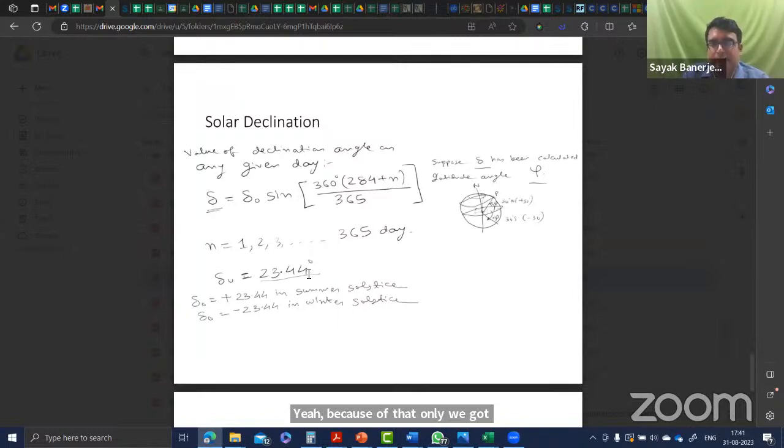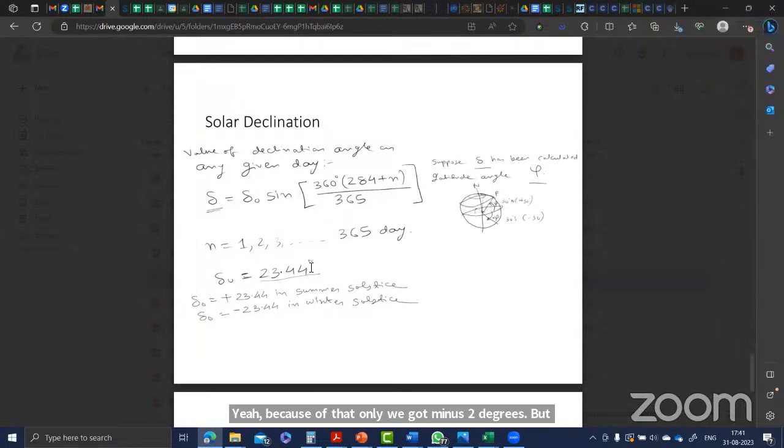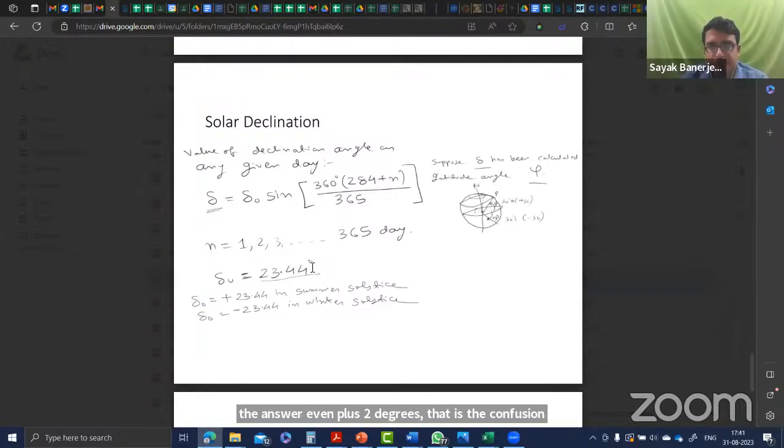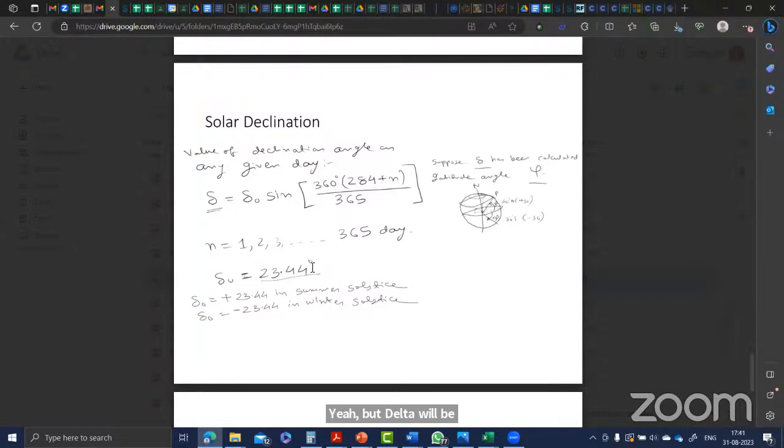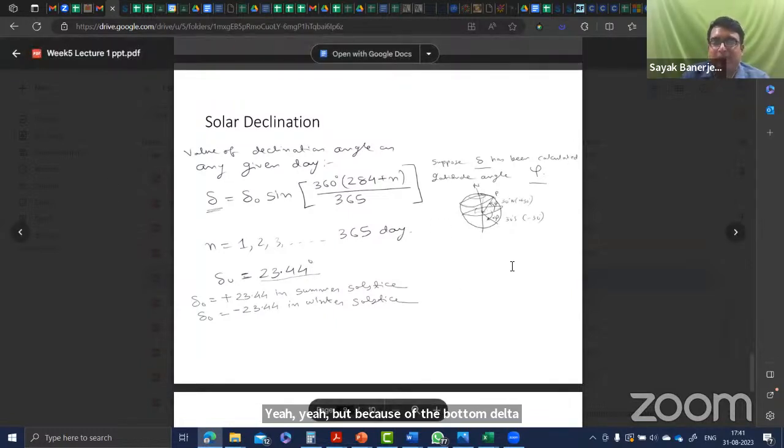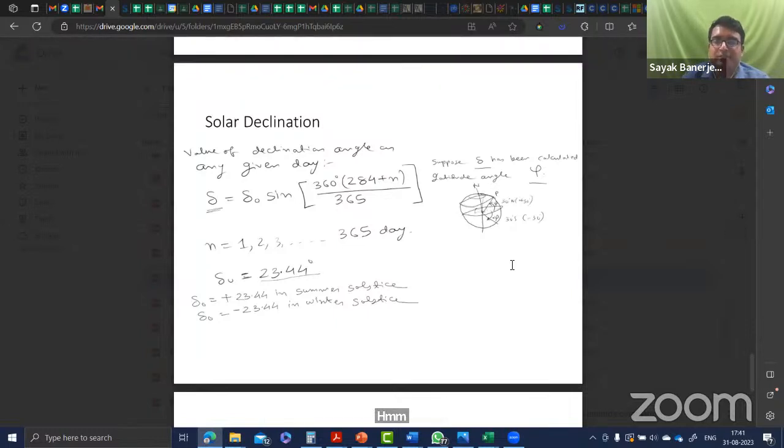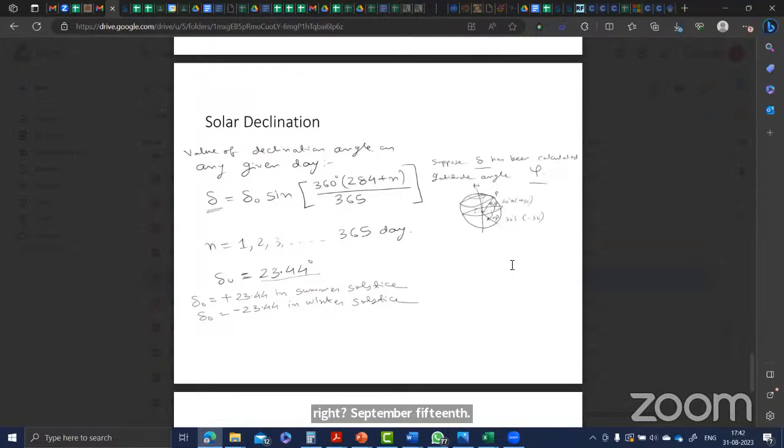Yeah, but delta naught will be 23.44 only. But because of the bottom delta naught, we thought of keeping a minus sign. If there is any possibility, please see, sir. No, that won't be, because it's still in the summer half, right? September 15th, so it's not in the winter side.